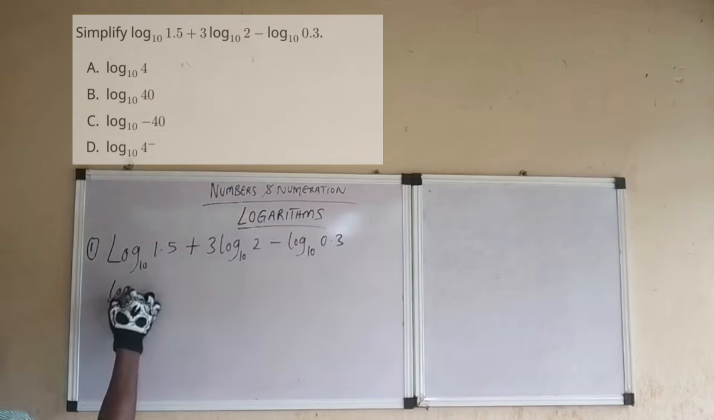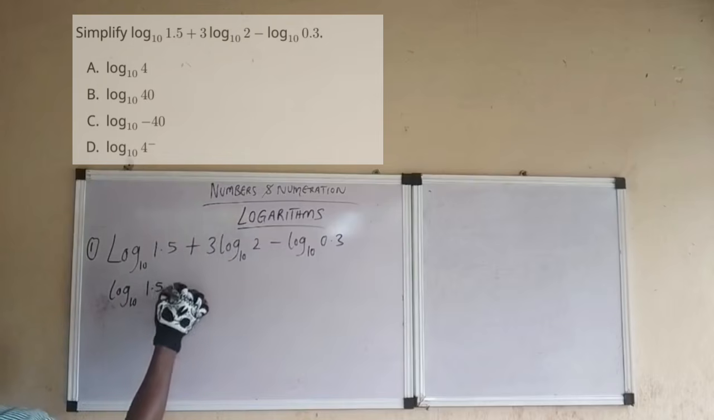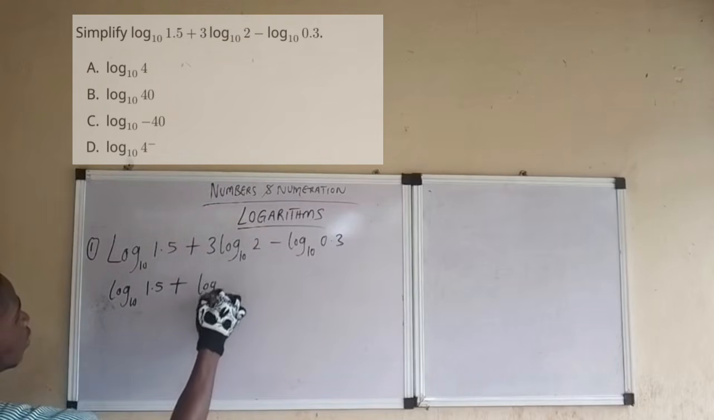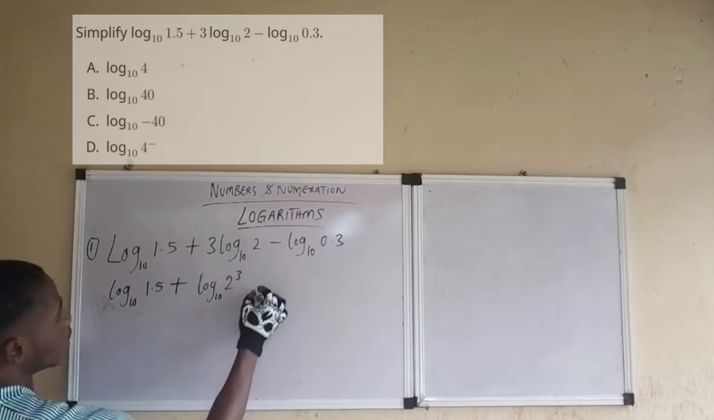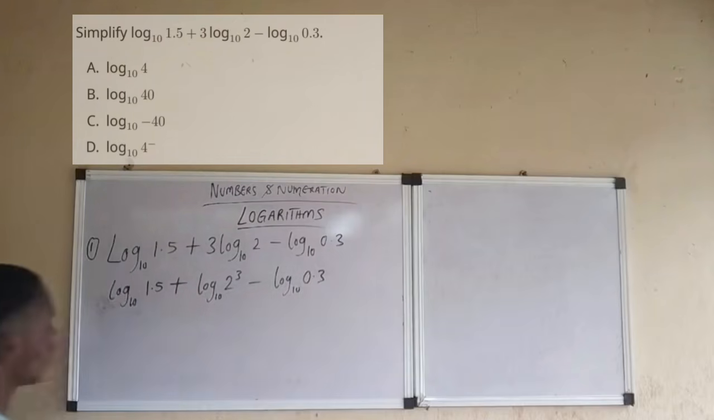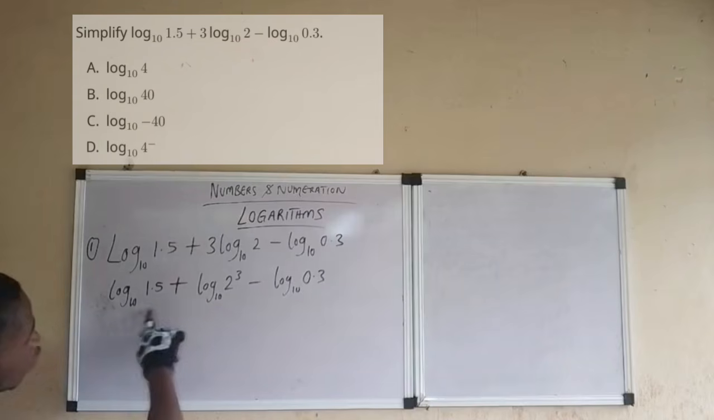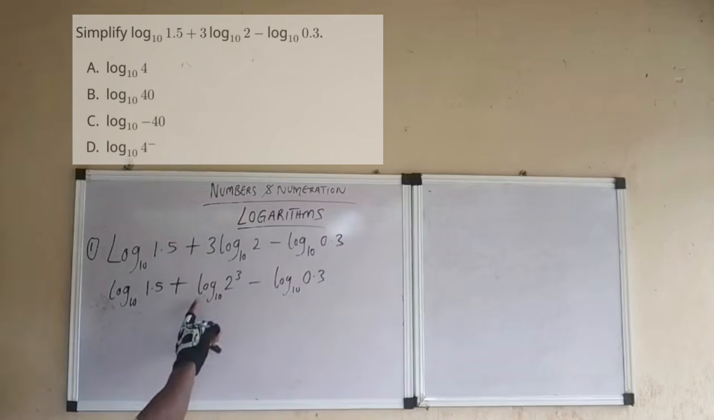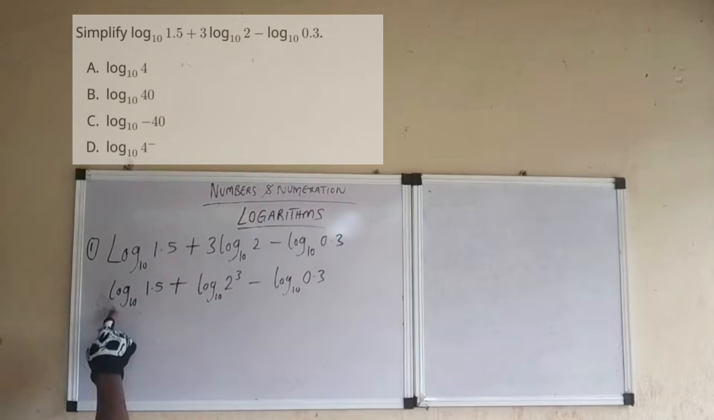So we're going to be having log base 10, 1.5, plus log base 10, 2 raised to the power 3, minus log base 10, 0.3. Now, another easy way to solve this is to convert this decimal to fraction. But you might not necessarily have to do that. So let's just solve first. If you want to express this in the way it's meant to be, you are going to pick one of the log bases.